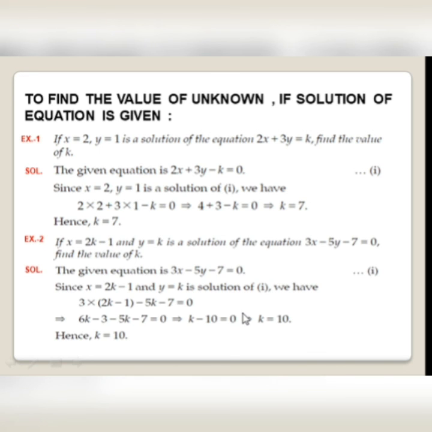Just see. Now the x value is again in k, and y is also in k, and this is the solution of this equation. Then you have to find k. The same way we will put the x value. Instead of x we will put 2k minus 1. Instead of y we will put y equals k. Put in the equation, you will find the k value.